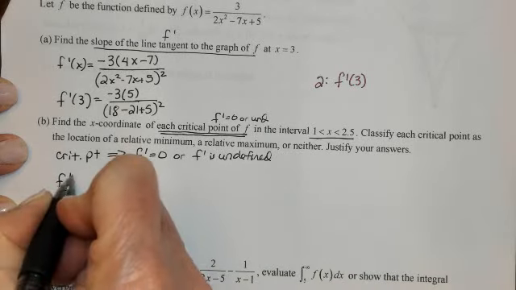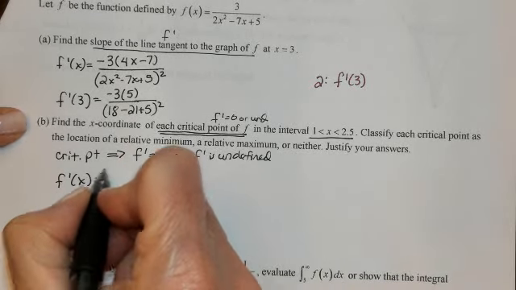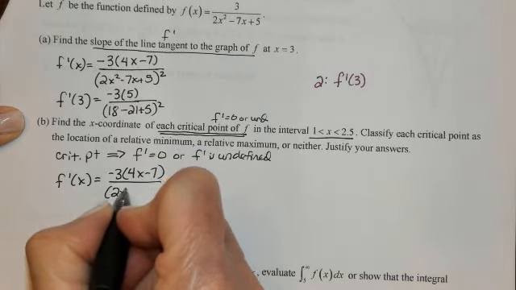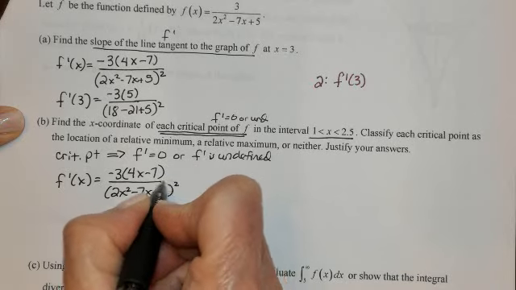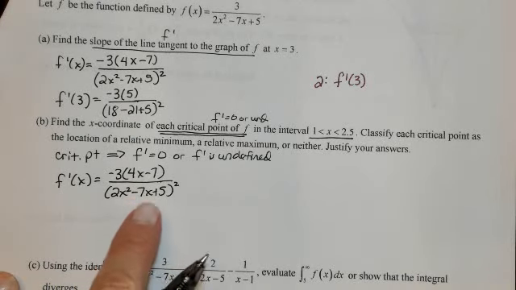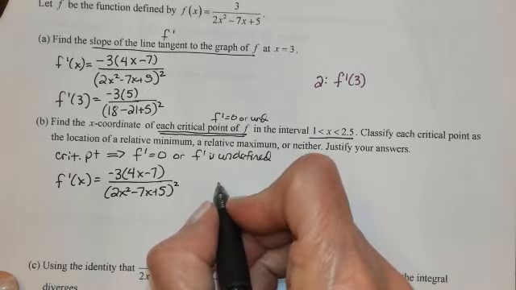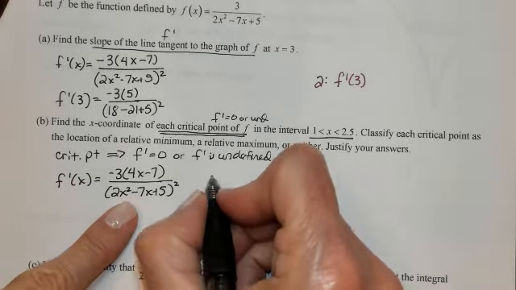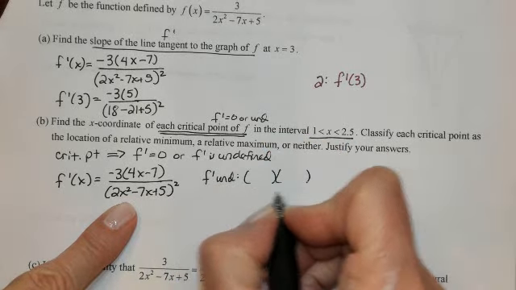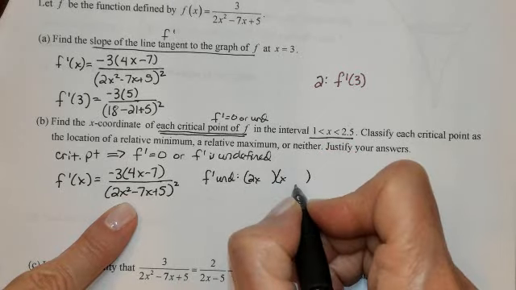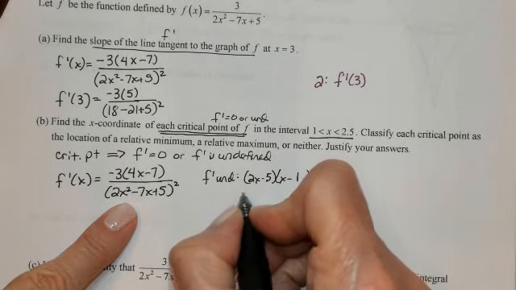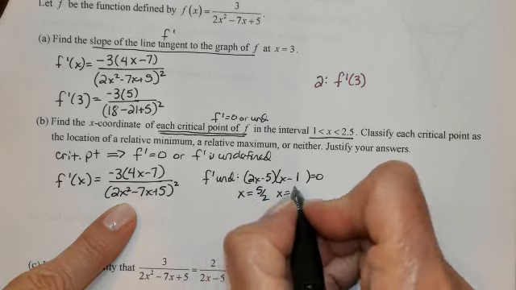Okay, here's our f prime. We found it above, right? We found it up here. Negative 3 times 4x minus 7 over 2x squared minus 7x plus 5, squared. Okay, so this f prime is undefined when the denominator is 0, right? So I'm going to go off to the side and find out what x values make the denominator 0. So f prime is undefined when, let's factor that. We have 2x and x, 5 and 1, minus and minus. So x is equal to 5 halves and x is equal to 1.